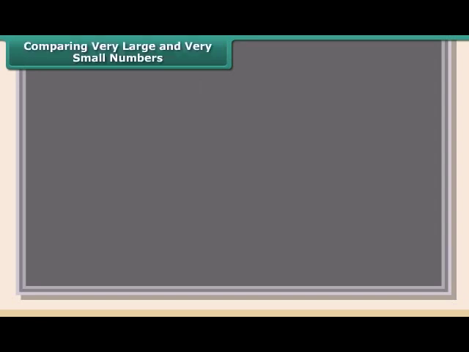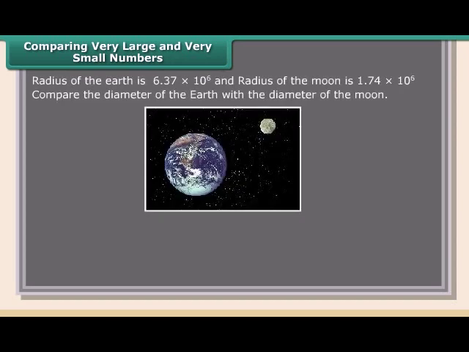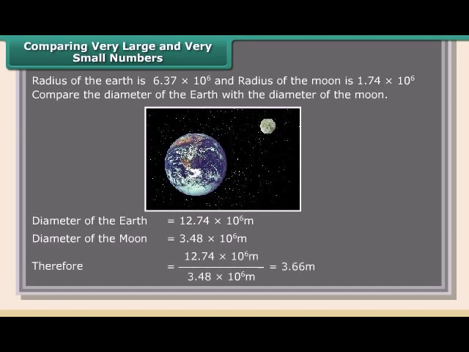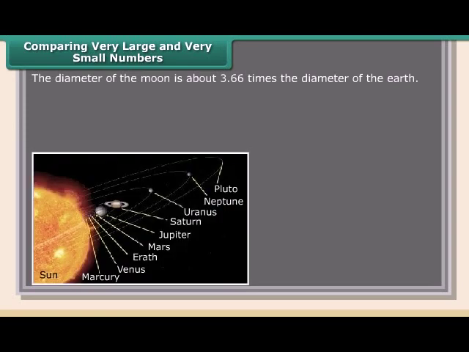Comparing very large and very small numbers. Radius of the earth is 6.37 into 10^6, and radius of the moon is 1.74 into 10^6. Compare the diameter of the earth with the diameter of the moon. Diameter of the earth is equal to 12.74 into 10^6 meters. Diameter of the moon is equal to 3.48 into 10^6 meters. Therefore, 12.74 into 10^6 upon 3.48 into 10^6 is equal to 3.66. The diameter of the earth is about 3.66 times the diameter of the moon.